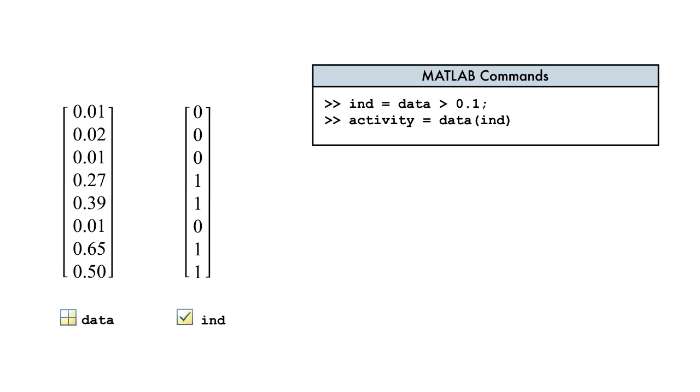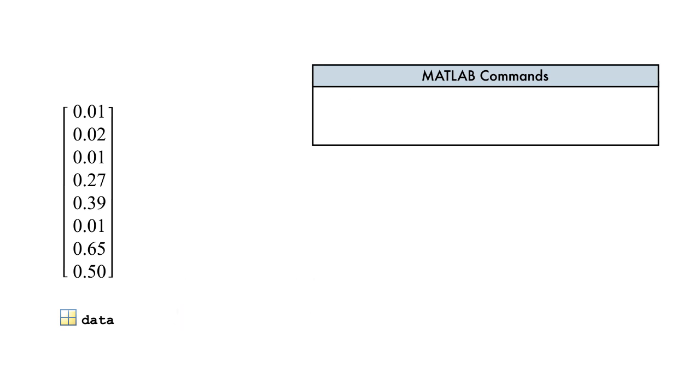The syntax we use to extract elements using a logical vector is similar to how we access elements with a vector of indices. We include the logical vector in parentheses, and the logical vector determines which elements to include. For example, we don't want to include the first value, and the 0 indicates that it won't be extracted. We also don't want to include the next 2 elements or the 6th element either. The 1s in the logical vector indicate that the corresponding elements of the vector data will be extracted. The resulting variable contains all of the elements of data larger than 0.1, just like we wanted.